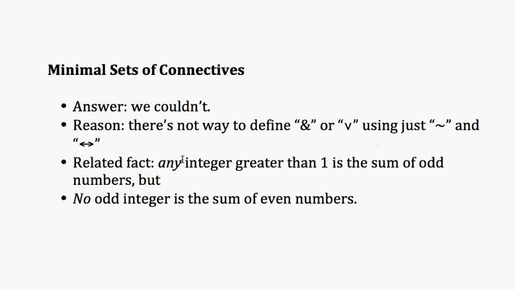It's sort of similar to this fact. Any integer greater than 1 can be written as the sum of odd integers. It might be 2 odd integers, it might be 3, it might be a bunch, but you can write it as the sum of odd integers. But no odd integer is the sum of 2 even numbers or 4 even numbers or 3 or whatever. When you add even numbers, you always get even numbers. When you add odd numbers, that's not so.